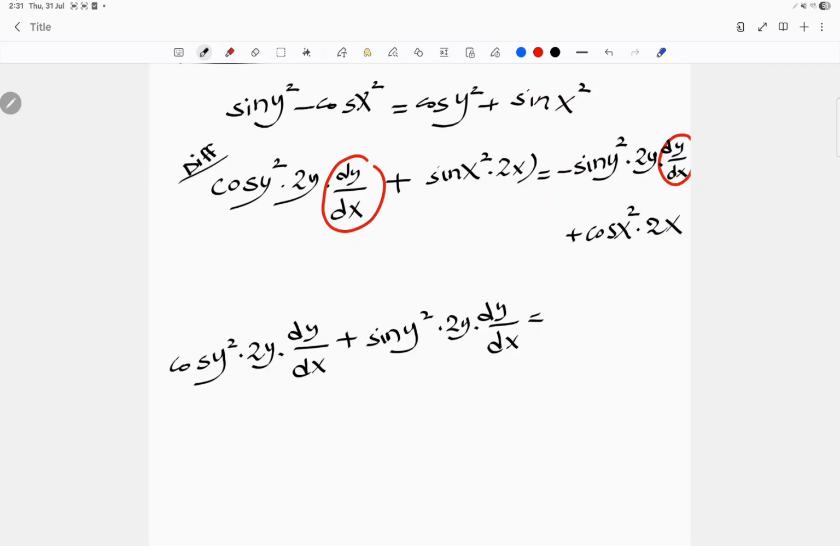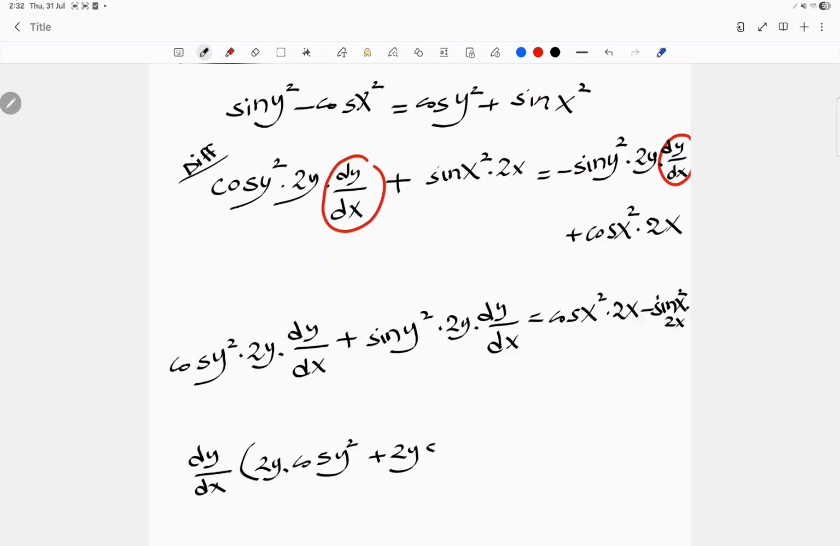Okay? Is equal to cosine x squared times 2x minus sine x squared times 2x. Now simply factor out dy over dx. So you're going to have 2y cosine y squared plus 2y sine y squared is equal to 2x cosine x squared minus 2x sine x squared.